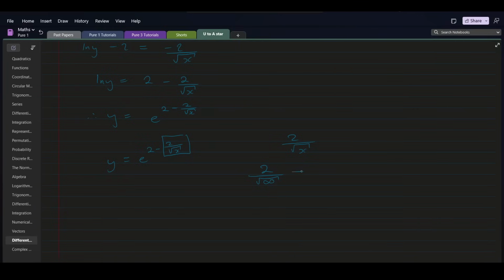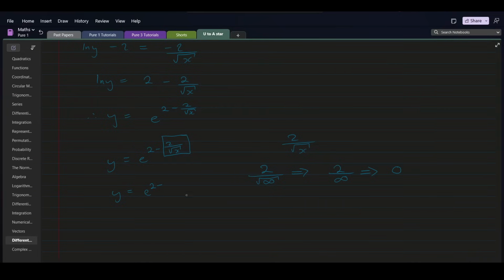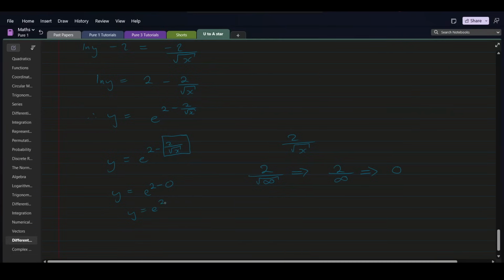In fact, it's so large that we still regard it as infinity. So this would be the same as 2 over infinity. And we know that if we're dividing by a very large number, you can try it out on your calculator, you end up with a very small number that is very close to 0, such that we approximate this to be 0. So what happens to y as x approaches infinity is that y now becomes e to the power 2 minus this part that we have highlighted over here approaches 0. So y approaches e to the power 2.